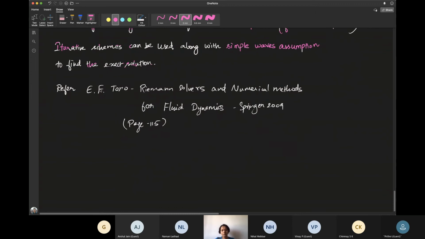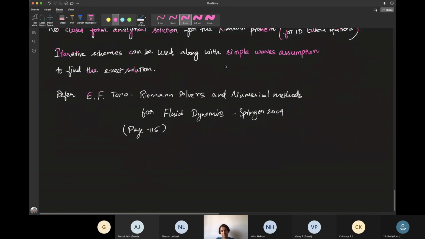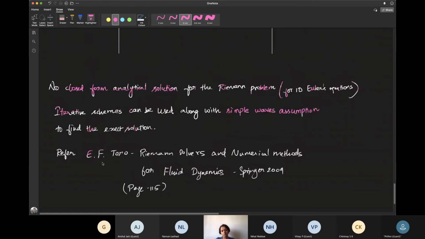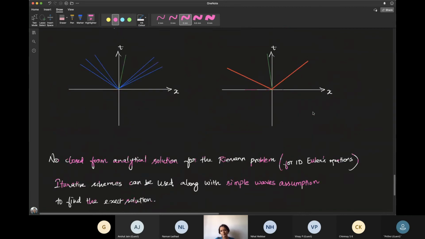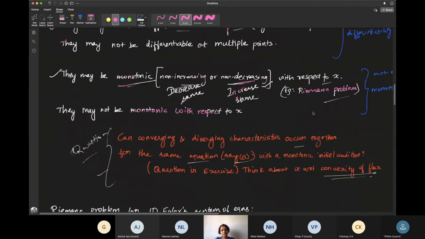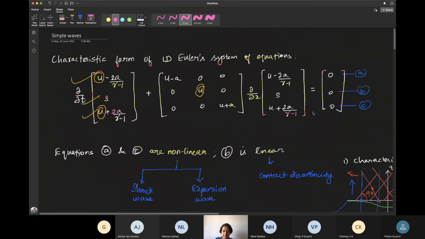For the exact solution, you can look at this book. I have not gone through the exact solution for the Riemann problem. So you can refer to this book for the exact solution for the Riemann problem for 1D Euler's equations. So this is it. With this, we have now completed PDE.